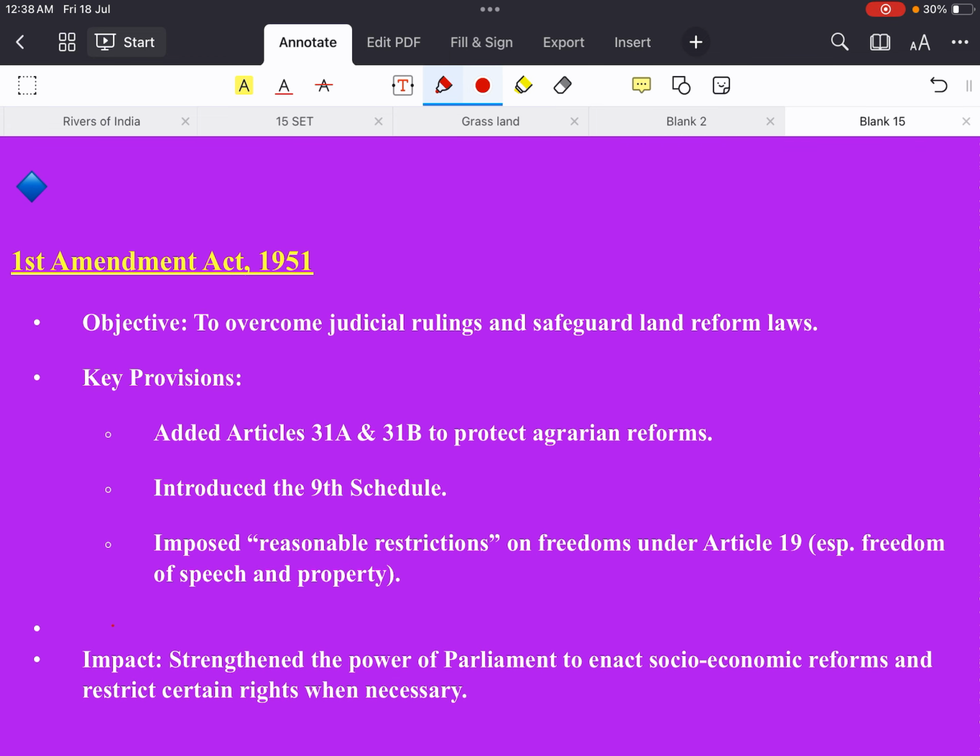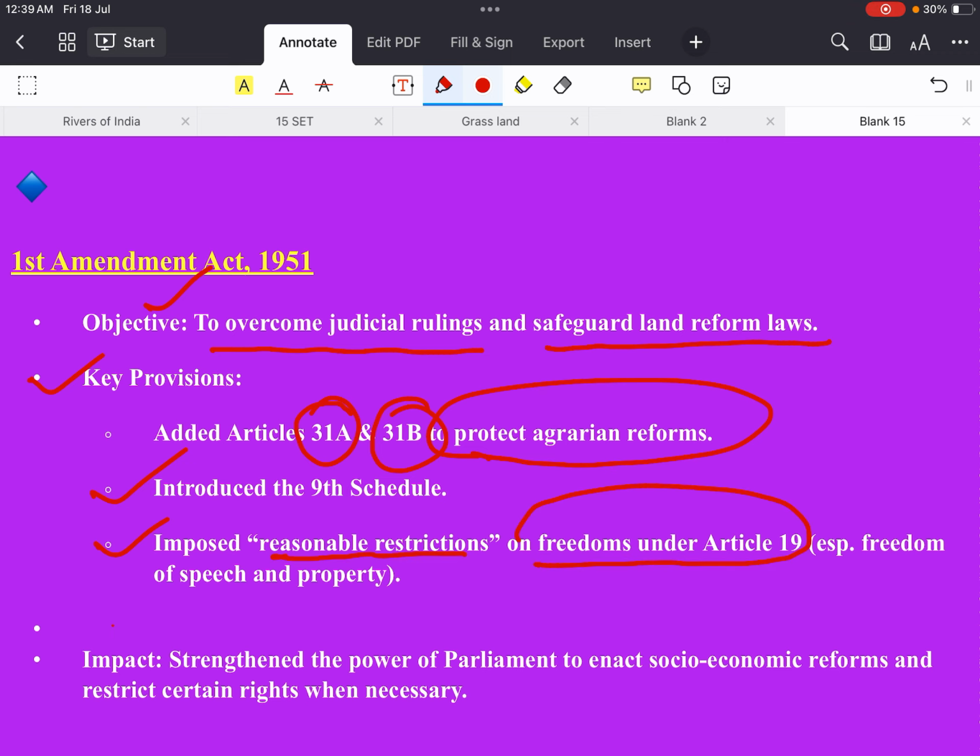What is the objective of this Amendment Act? To overcome the judicial ruling and safeguard land reform law. And what are the key provisions? Article 31A and 31B were added. Why were they added? To protect agrarian reforms and introduce the 9th Schedule, and imposed a reasonable restriction on freedom under Article 19.